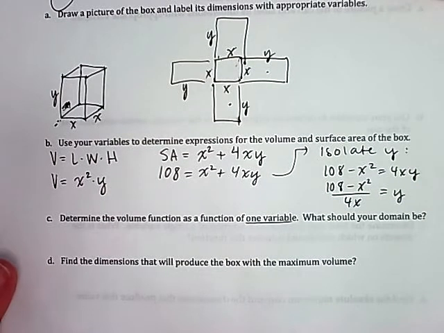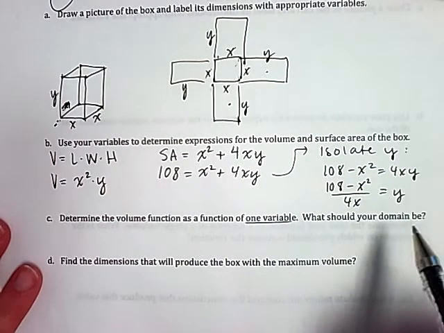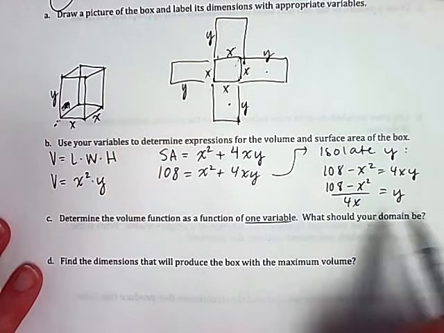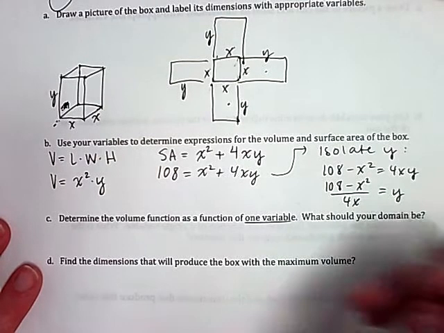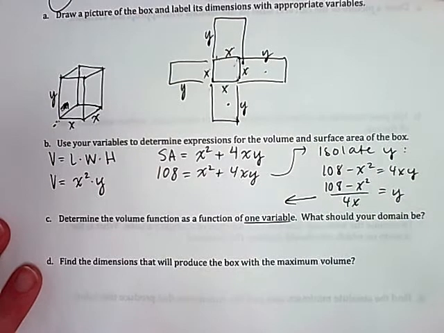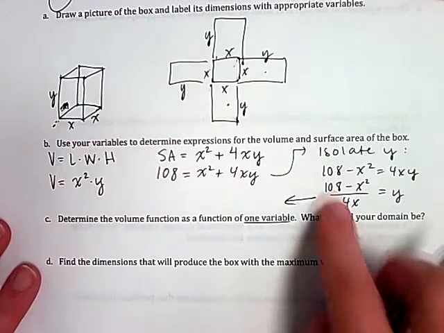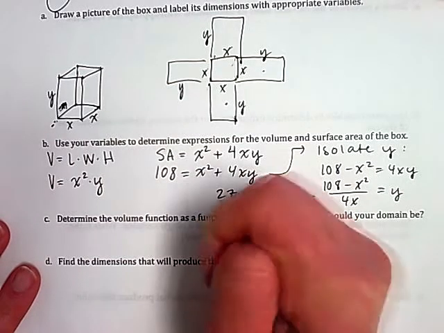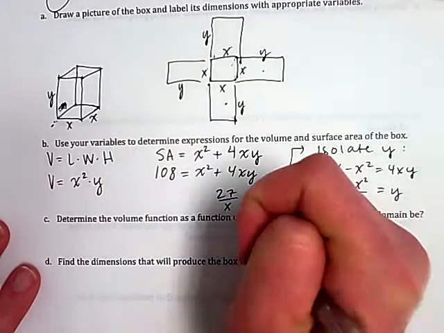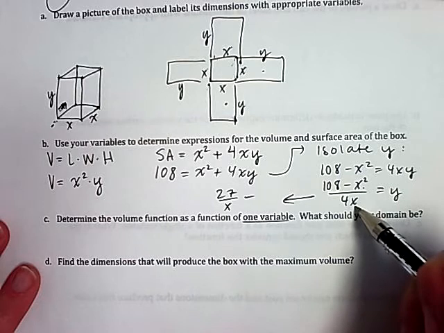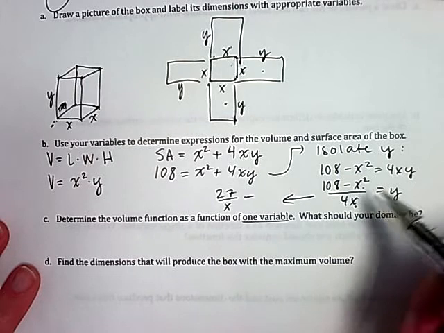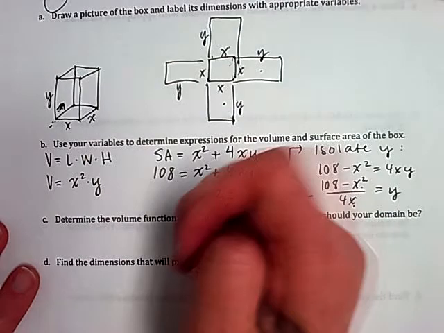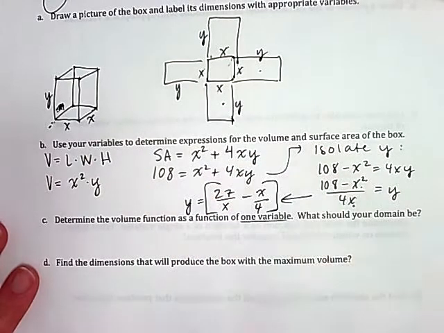From there, I might want to think about how that simplifies a little bit more. I could break it up and say 108 over 4x minus x squared over 4x. I'm out of space, so maybe I'll do that over here. 108 divided by 4 is 27, so this becomes 27 over x. Then I have x squared over 4x, where the x on the bottom cancels, so it becomes x over 4. This is a nice expression for y.